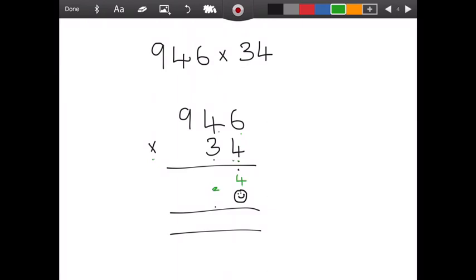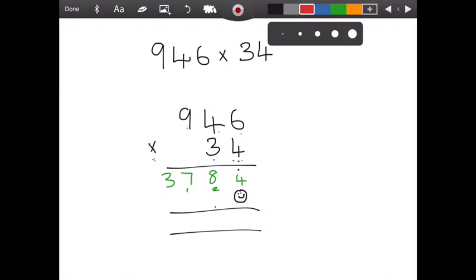4 times 4 is 16, add the 2 is 18. 9 times 4 is 36, add the 1 is 37. Now we're moving down onto our tens. We're starting off with 6 times 3. Remember, it's really 6 times 30, which is 18 or 180. See how the placeholder 0 is making it 180.